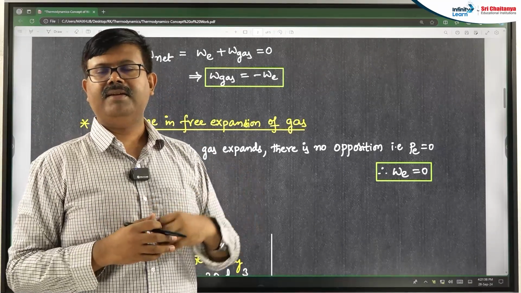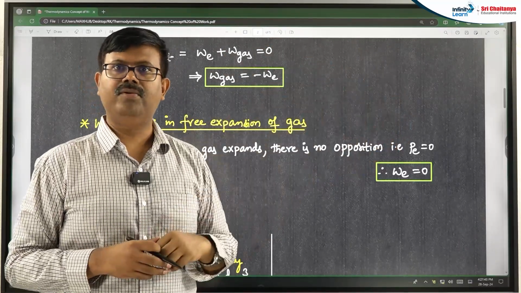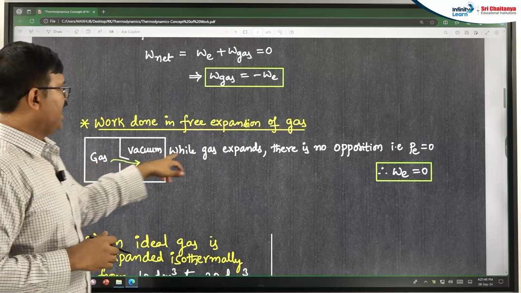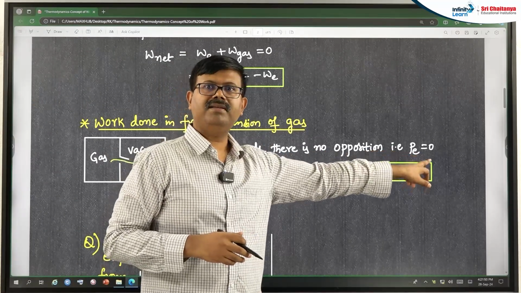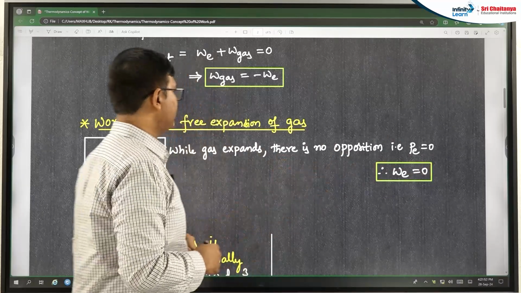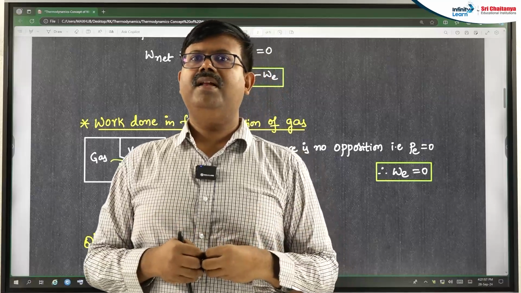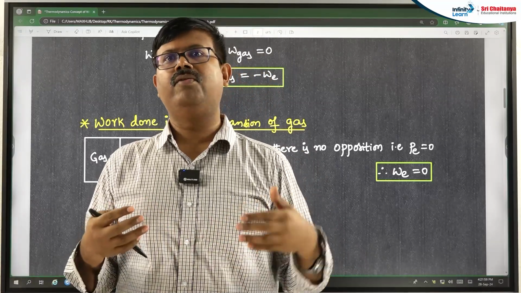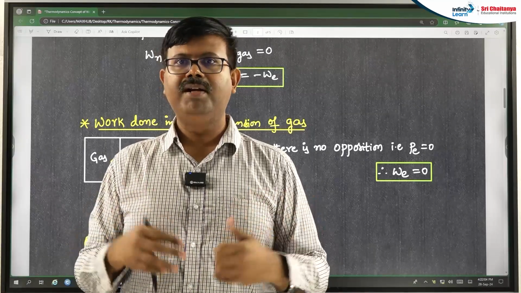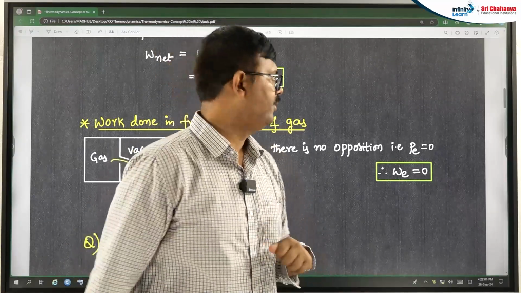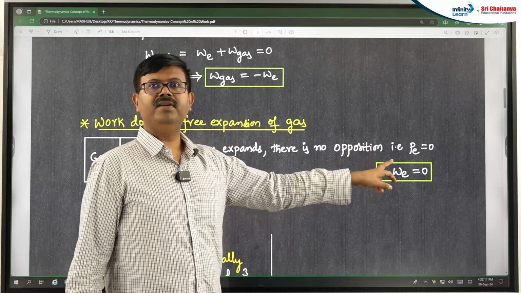So, in such a case, since no one is there to oppose, external pressure will be 0. While gas expands, there is no opposition. That is, external pressure is 0. When external pressure is 0, then we know work done is minus P_external delta V. If no external pressure is there, P_external is 0, then work done automatically becomes 0. Therefore, remember in free expansion, work value is 0.